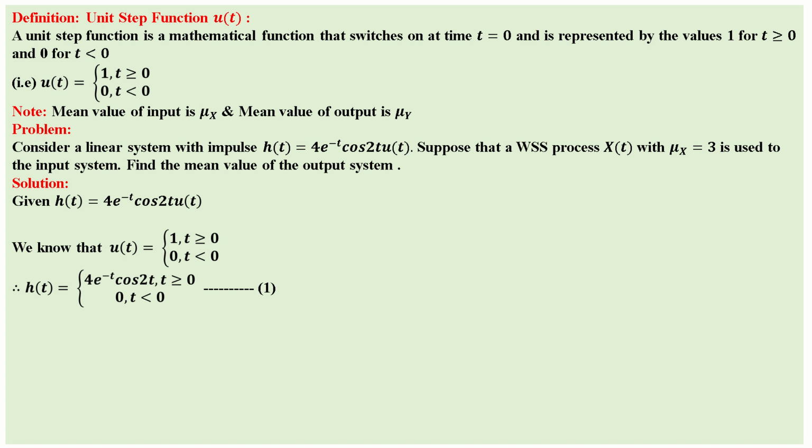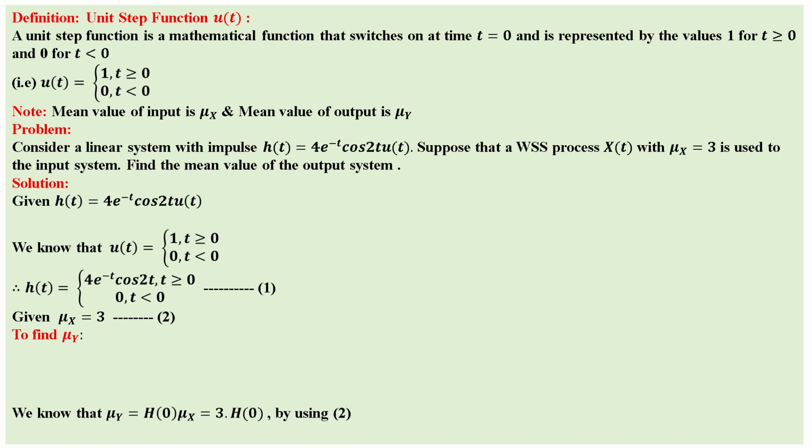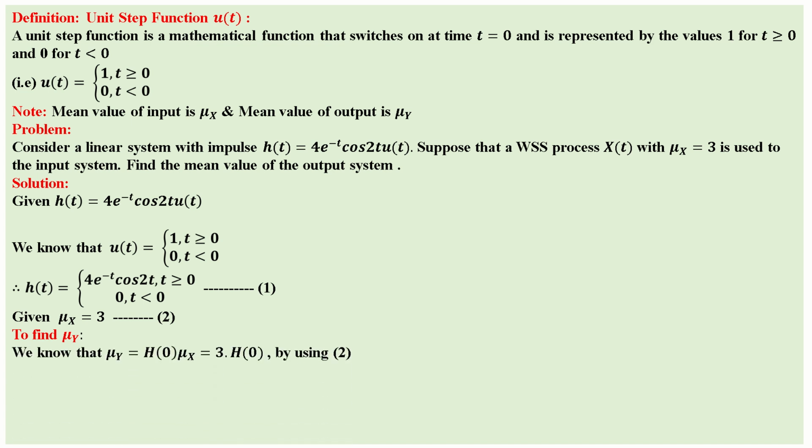We are comparing u of t and the given h of t, because in h of t you have u of t. So we replace that u of t by the definition of u of t, right? So that is equation number 1. Given mu x is equal to 3, that is equation 2. To find mu y, we know that mu y is equal to H of 0 times mu x, that is equal to 3 into H of 0, because we know from 2 that mu x is equal to 3. Mu y is equal to 3 into H of 0, that is equation number 3.